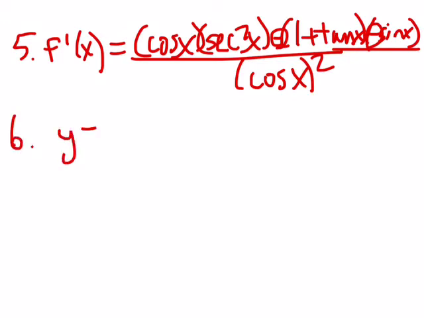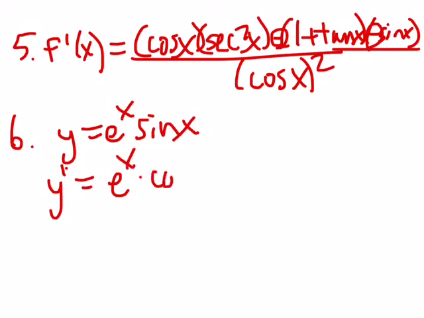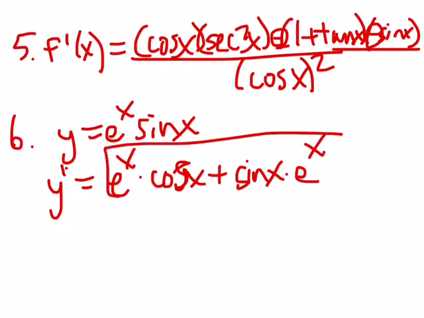6 is a product rule. There's two functions there. So I do f, g prime is cosine, plus g sine times derivative of the first is e to the x. So that's it. I think on mine I also wrote, you could factor out an e to the x if you want.